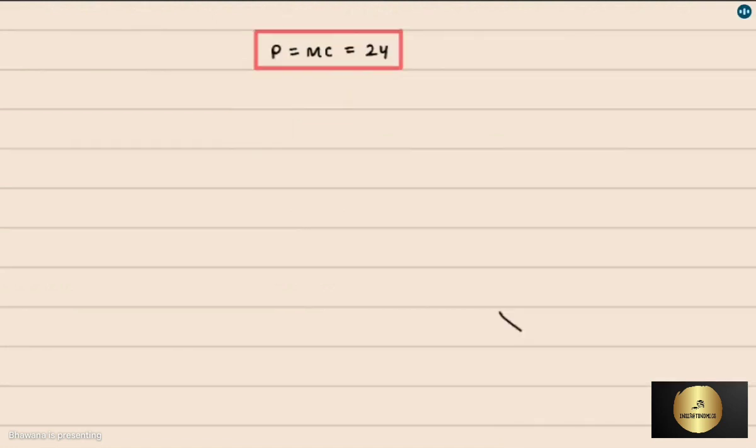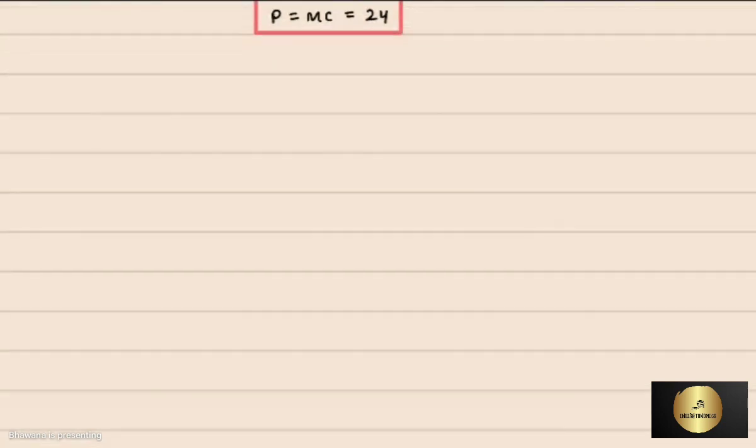Now we will derive an expression for total revenue. Total revenue is equal to price into quantity. Price is 24 and Q is 8, or you can say P into X. Then we will get $192. This is our total revenue.